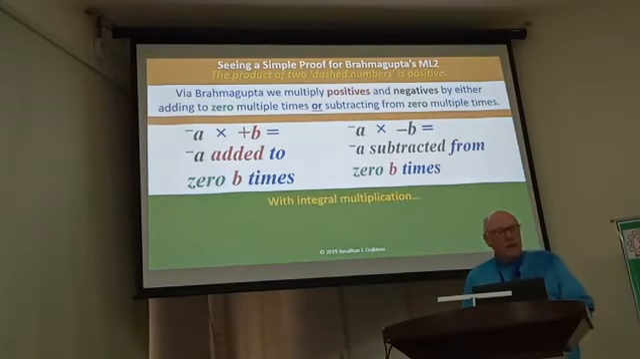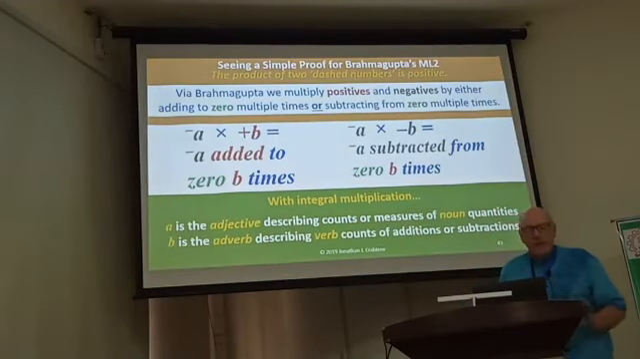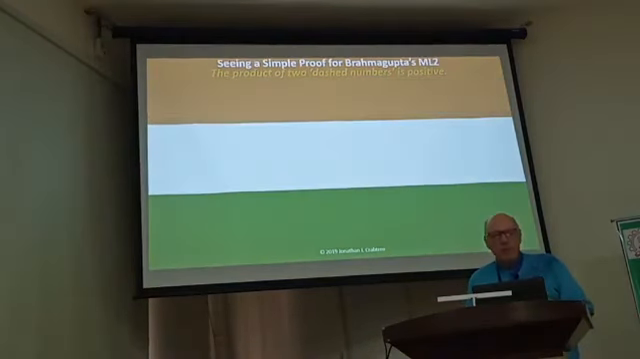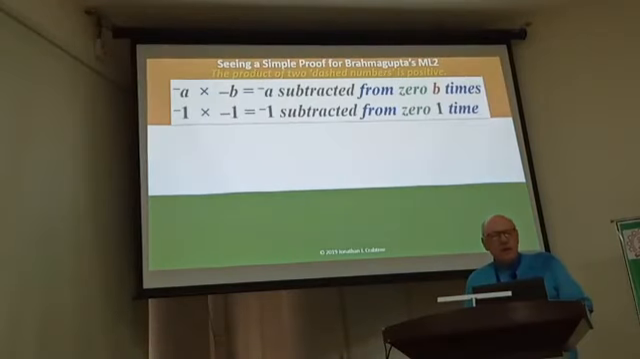So with integral multiplication, A is the adjective describing counts or measures of noun quantities. And B is the adverb describing verb counts of additions or subtractions. And I'm just talking about integer arithmetic here. So, negative A into subtract B times equals negative A subtracted from 0 B times. So negative 1 into subtract once is simply negative 1 subtracted from 0 one time.